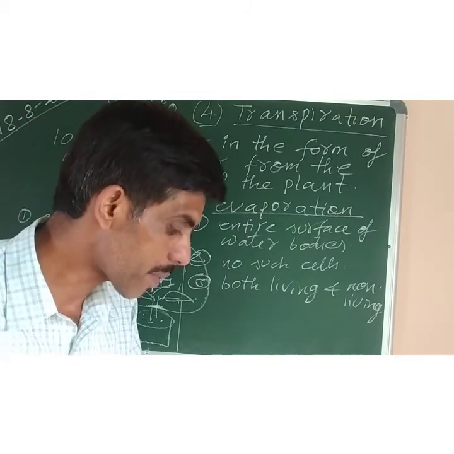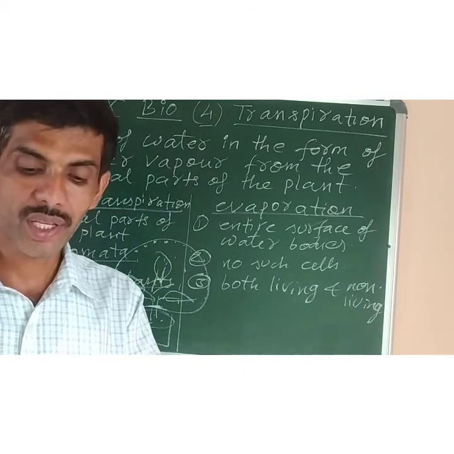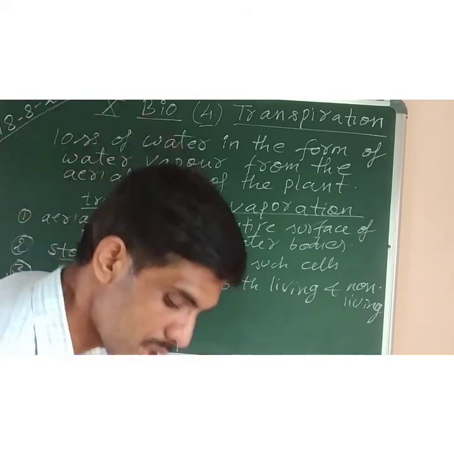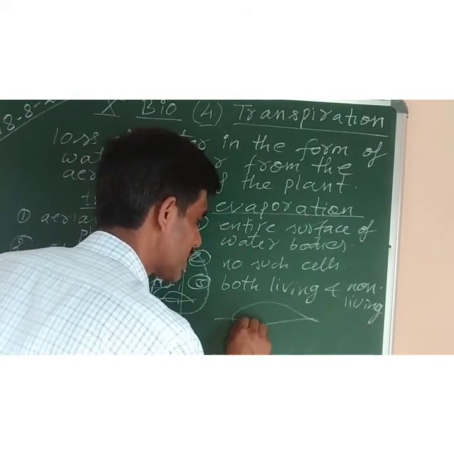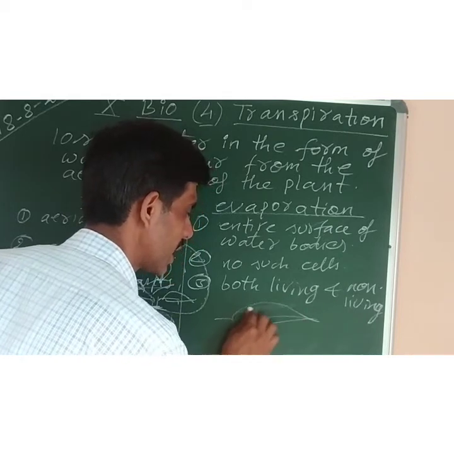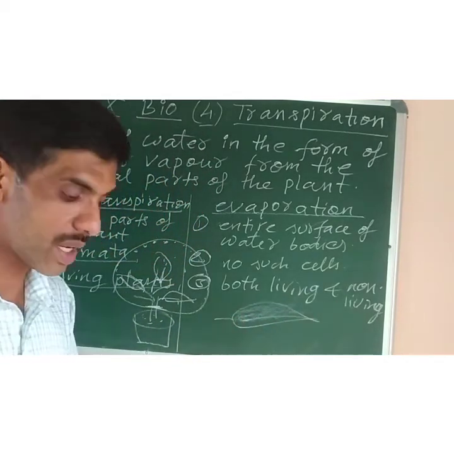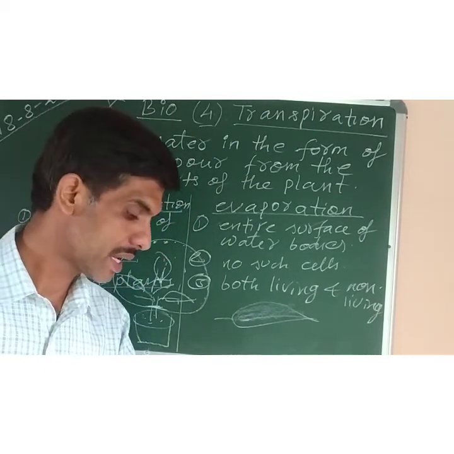Now next we have cuticular transpiration. What is cuticle? Cuticle is a thin waxy coating which is present on the surface of leaves. This wax-like coating is called cuticle. It is also present on the stem. Understood? So the waxy coating is called cuticle. Transpiration takes place directly from the surface of leaves.